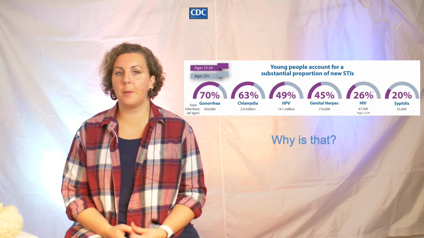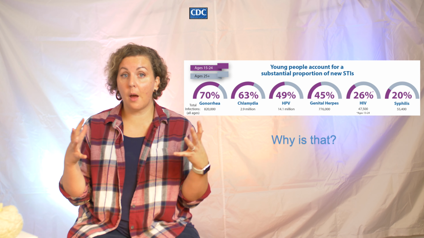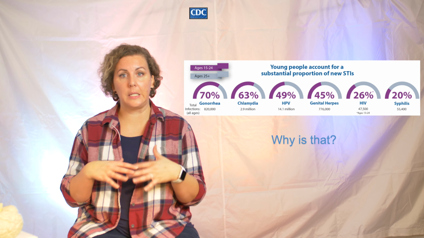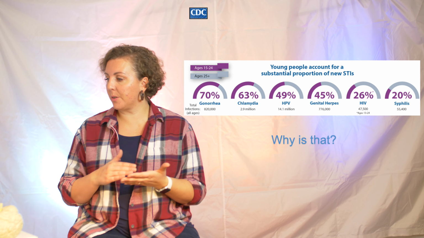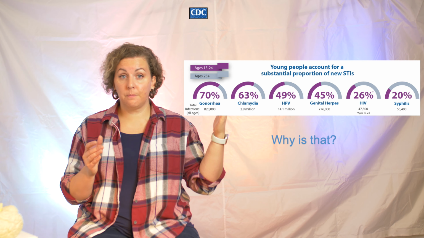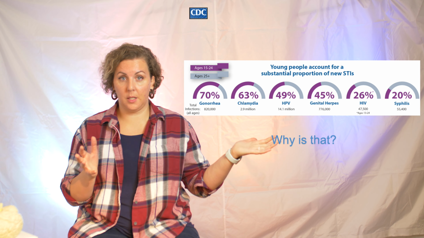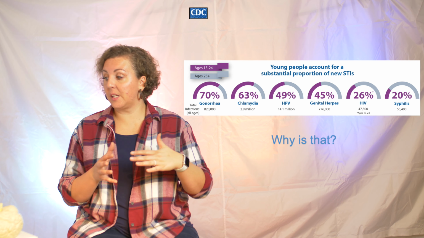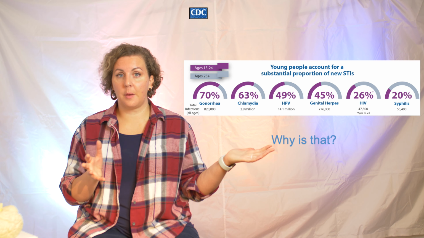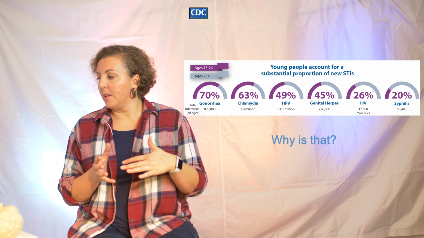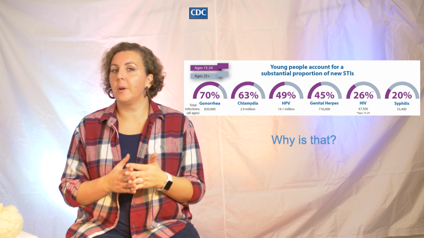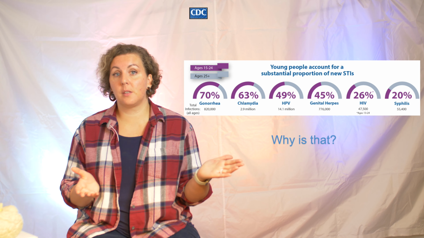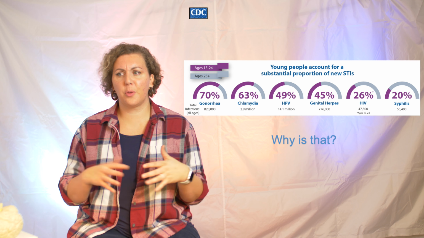An interesting fact is young people account for a substantial number of the new STI infections. So why would that be? Why would young people and teens account for such high numbers? So if we look at gonorrhea, 70% of new cases of gonorrhea come from young people under the age of 25. Now, 63% of chlamydia are young people under the age of 24. 49% of HPV, human papillomavirus, that's again young people. 26% of HIV and 20% of syphilis. And I'll get into what each of those are. But those are huge numbers, right?